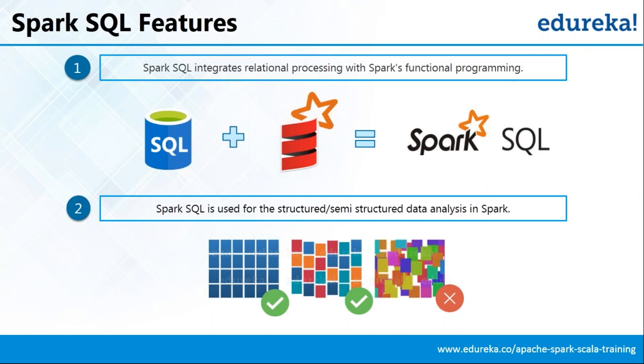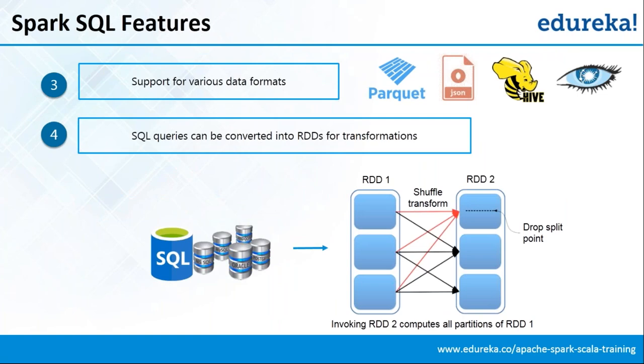Now, Spark SQL also supports various data formats. You can get the data from Parquet. You must have heard about Parquet, that it is a columnar storage, and it is a very compressed format of the data, but it's not human readable. Similarly, you must have heard about JSON, Avro, where we keep the value as a key value pair, Hive, Cassandra, right? These are NoSQL DBs. So you can get all the data from these sources.